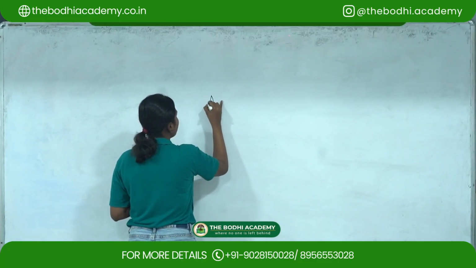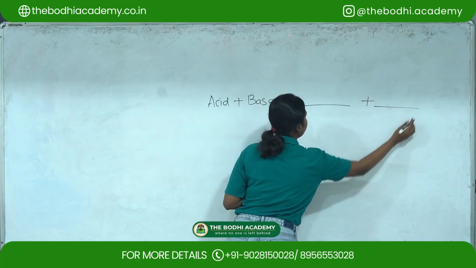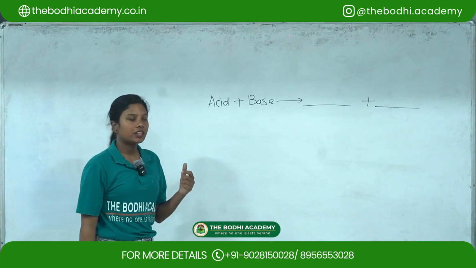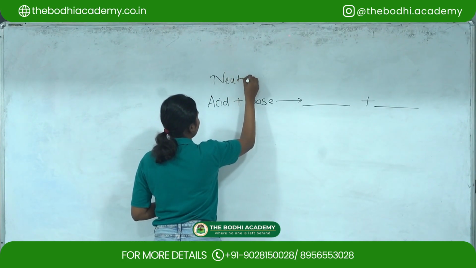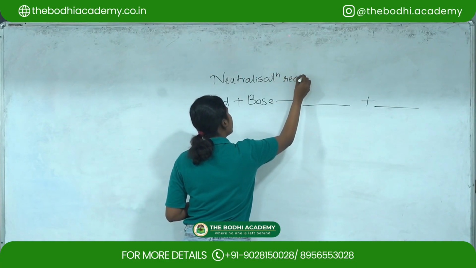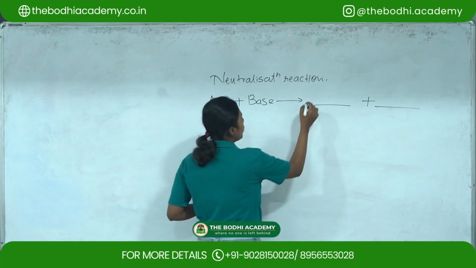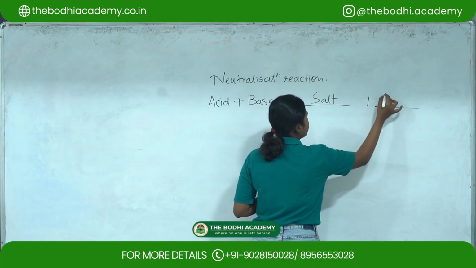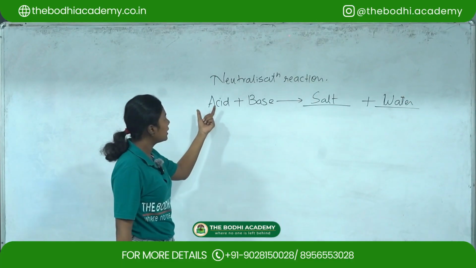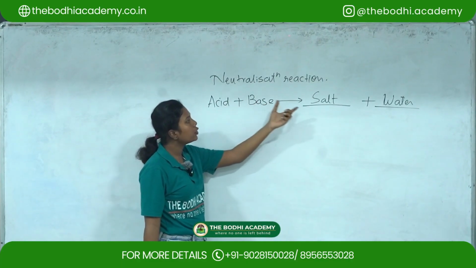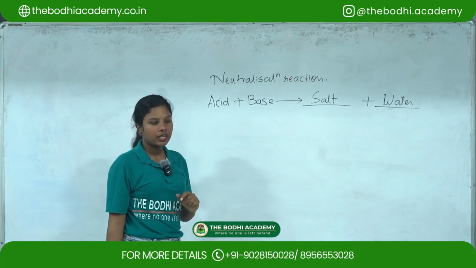Moving to the third question, we have: complete the following reaction. They have given us acid plus base gives us dash plus dash. Okay, so here we know a reaction between an acid and a base is known as a neutralization reaction. Why is it known as a neutralization reaction? Because if we see over here, one of our products is a salt and the second is a water molecule. So the acid and the base are both neutralized to salt and water. That is the reason we call it a neutralization reaction.